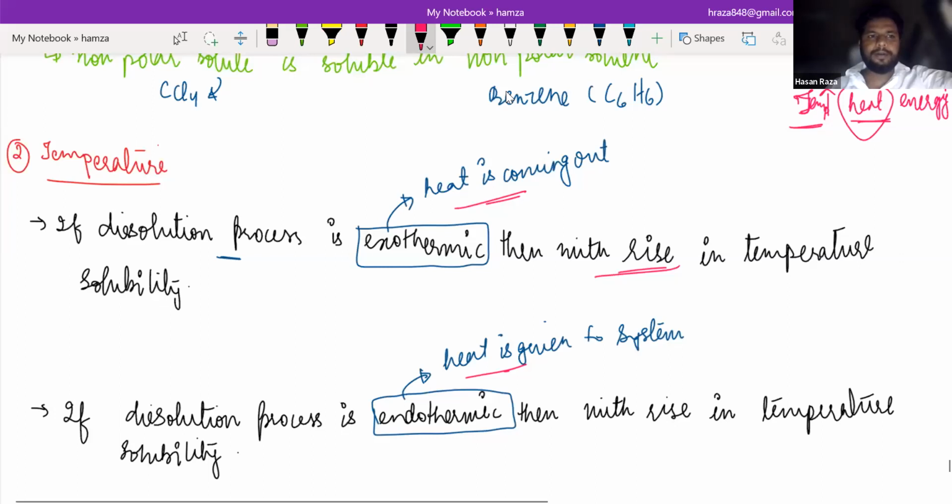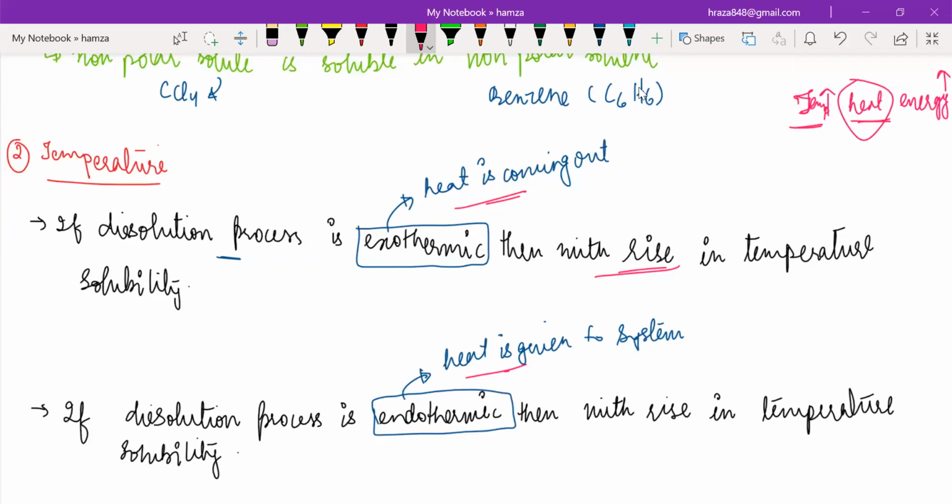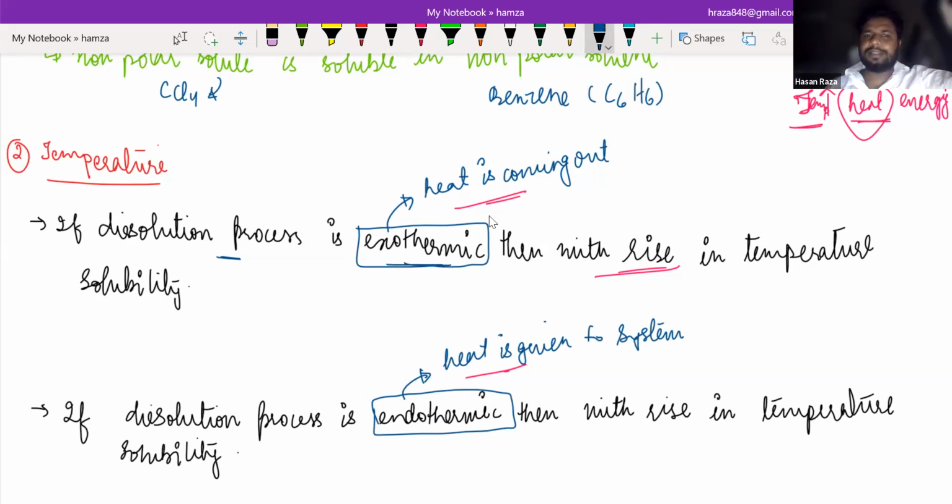And now what I was asking is, if you are going to increase the temperature, indirectly you are increasing heat energy. Yes or no? Please answer me. Yes, sir. So see, in exothermic process, since it is giving heat out, that means it doesn't require any heat. And if you are going to increase the temperature, that means you are giving heat energy indirectly.